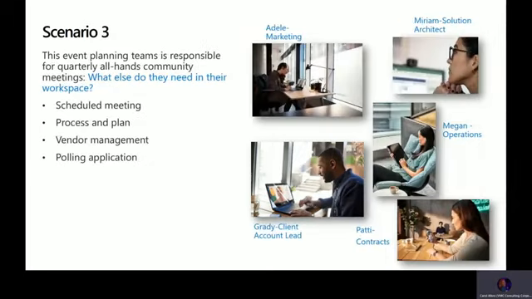And then finally, in scenario three, so they had a scheduled meeting. Right, this was the event planning folks that all lived in the same place. They had a scheduled meeting. They had a process and a plan for current and future. They probably needed something to really manage those vendors, and they had a polling application, but they could probably add a link to source new and catchy polling questions, maybe trivia type stuff or something along those lines. So they could probably use some source information and connectors.